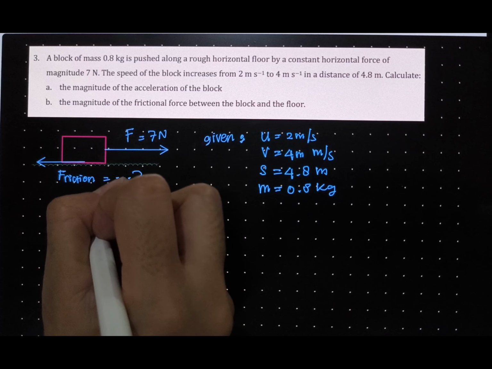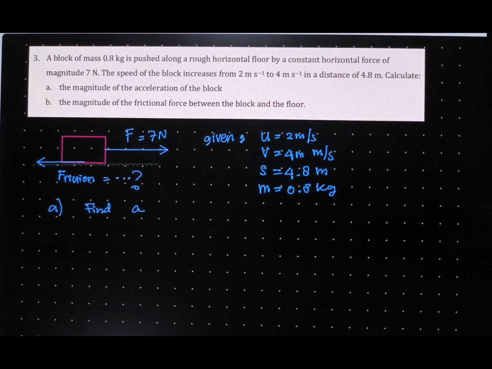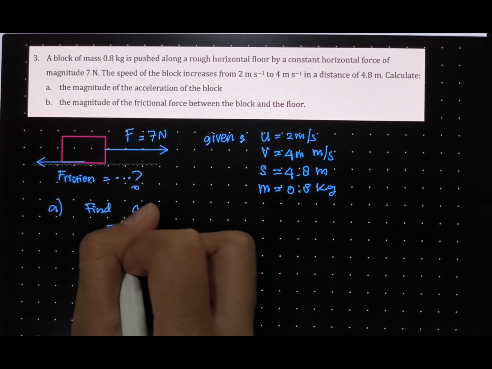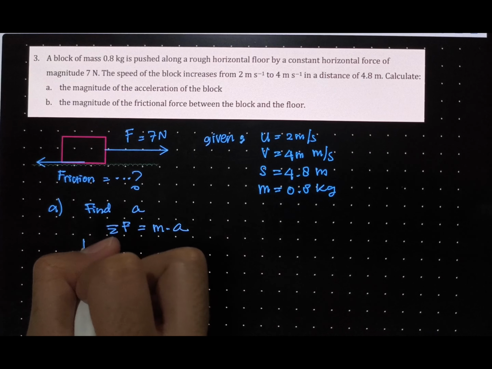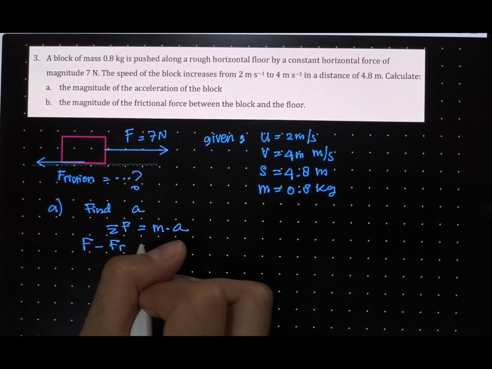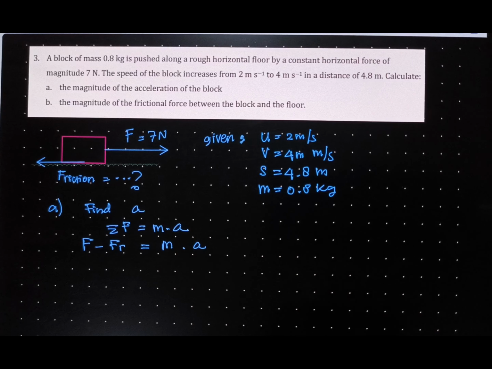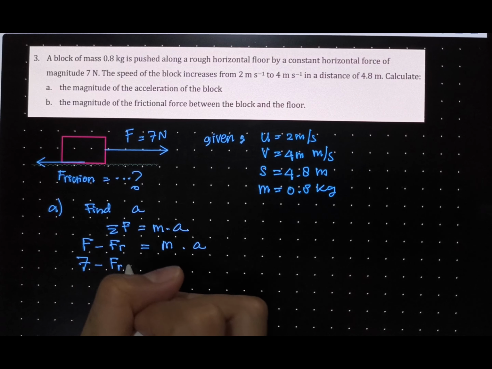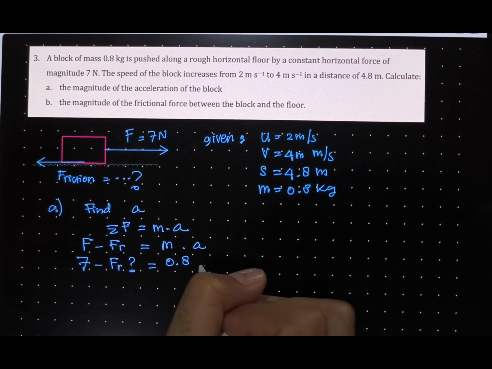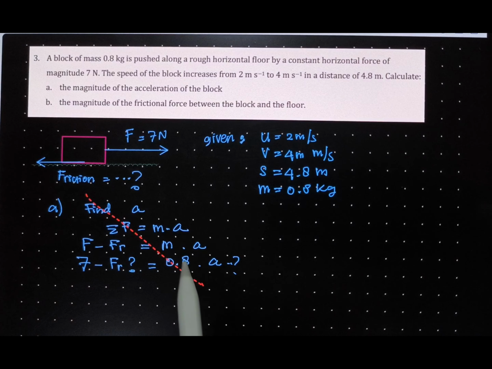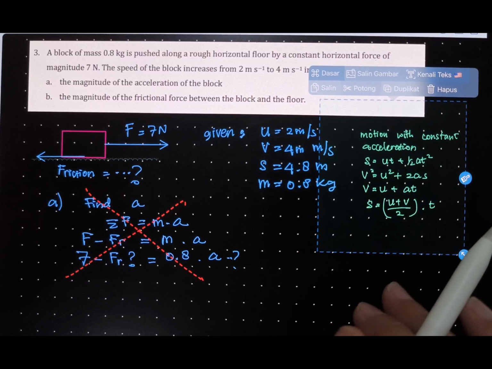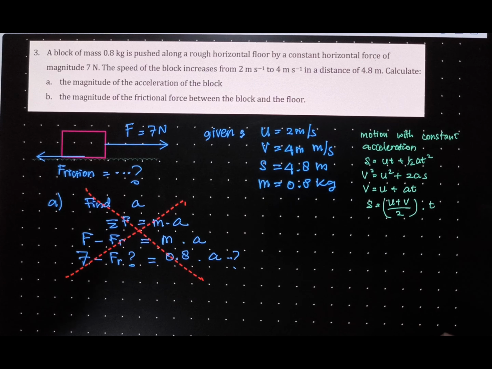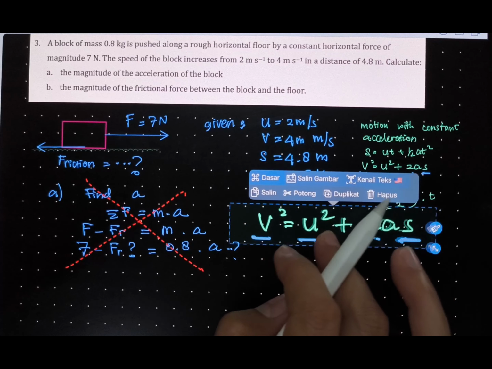Question A. Find the magnitude of the acceleration of the block. Can we use the equation sum of force equals mass times acceleration? Let's check. Sum of force equals pushing force minus friction force equals mass times acceleration. We already know the pushing force and the mass, but we don't know the frictional force or the acceleration. So we cannot use this formula. But don't worry, we can use one of the four kinematics formulas. Let's choose the right equation that includes v, u, a, and s. So we can solve for a.